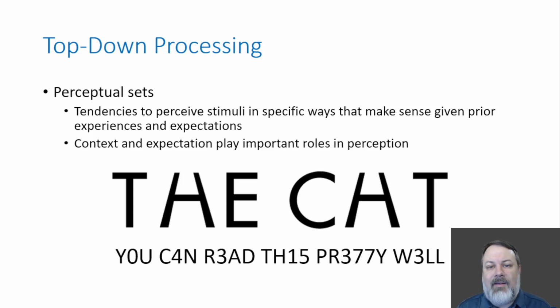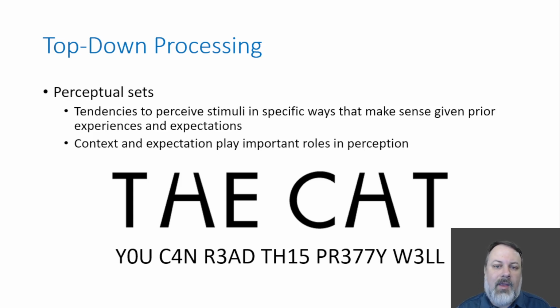You can look at these examples here of the first word, THE CAT. In this, both the H and the A are written exactly the same. But from your prior experiences, you know that THE spells a word and CAT spells a word. So you perceive the first one as an H and the second one as the letter A, even though they are written with the same character.